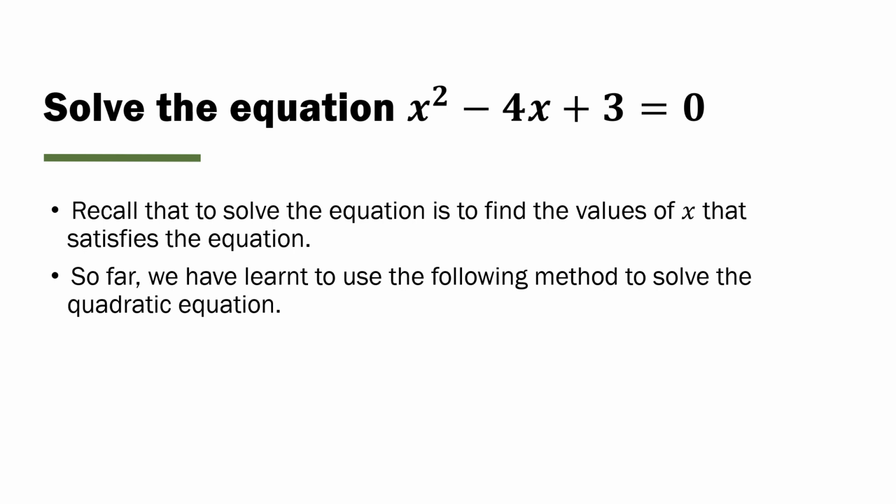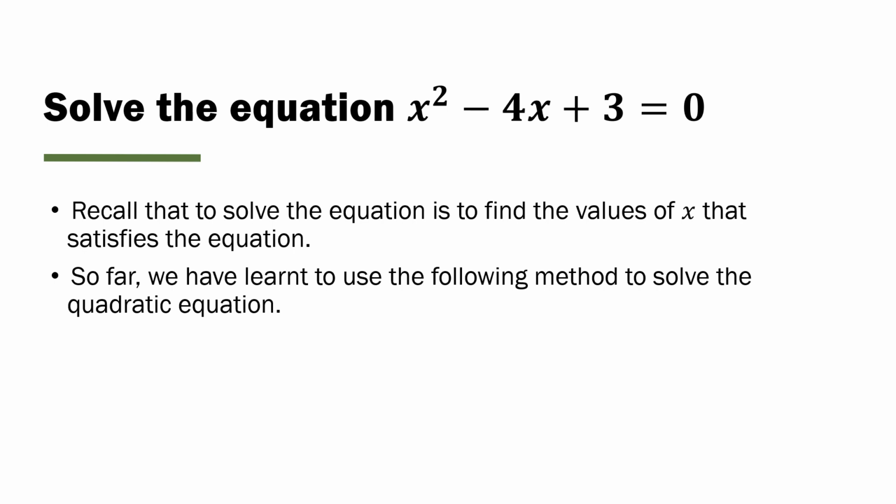Right, let's look at this question here. You are asked to solve the equation x squared minus 4x plus 3 equals 0. Recall that to solve the equation is to find the values of x that satisfy the equation.